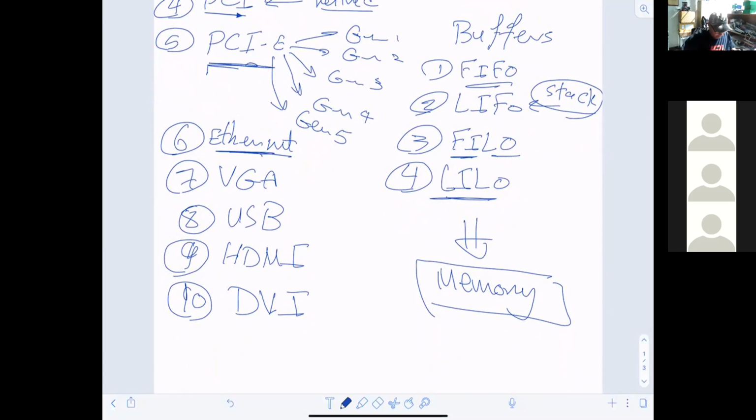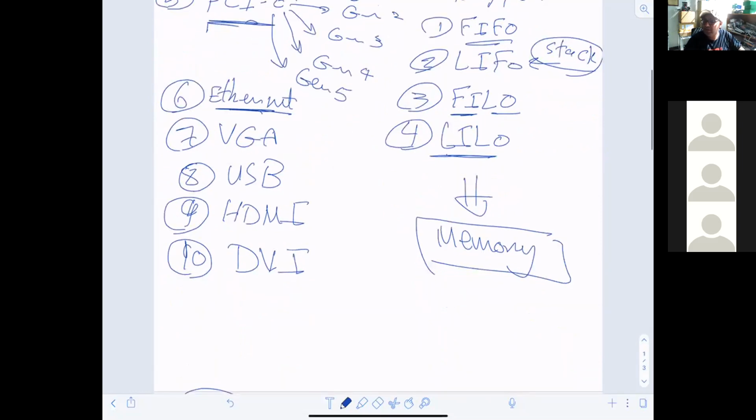Network connection, exactly. And there are two different types of protocols for it. One is called UDP, one is called TCP/IP. That's something we can learn.